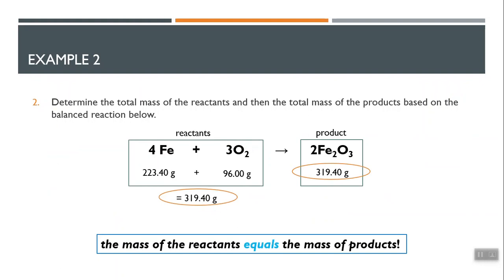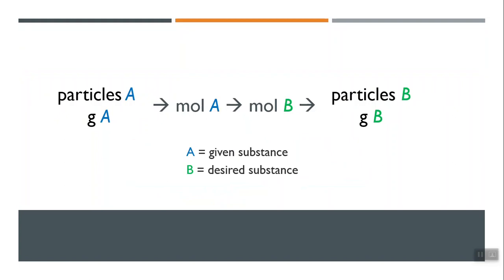So because of the law of conservation of mass, we can actually predict how much product is going to be produced based on how much reactant we begin with. Or we can predict how much reactant we need of one substance if we have X amount of another reactant. And that is what stoichiometry is.